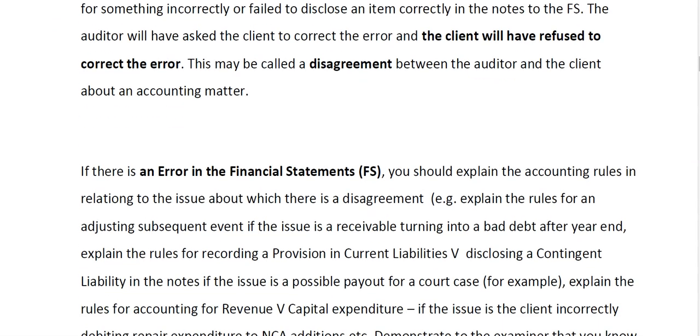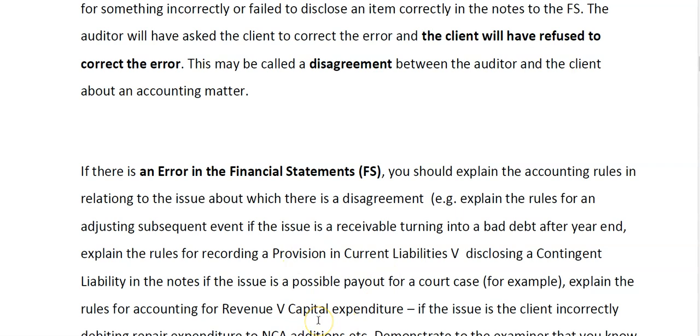If this comes up in a question, you should explain the accounting rules in relation to the issue about which there is a disagreement. So if there was a subsequent event after year end that was adjusting and the client had failed to account for it, you'd explain what an adjusting subsequent event is, an event after year end. You'd explain why this event is adjusting, because it reflects conditions existing at year end. Then you would say the client should increase expenses, debit bad debts, and credit receivables, or reduce receivables and increase expenses. Or if the issue was whether they should record a provision or a contingent liability, you'd have to explain the rules for provision versus a contingent liability.